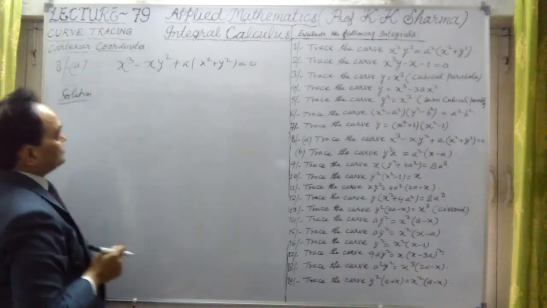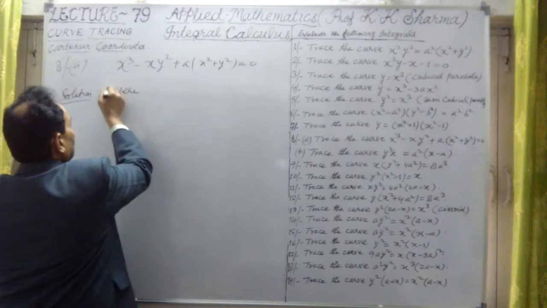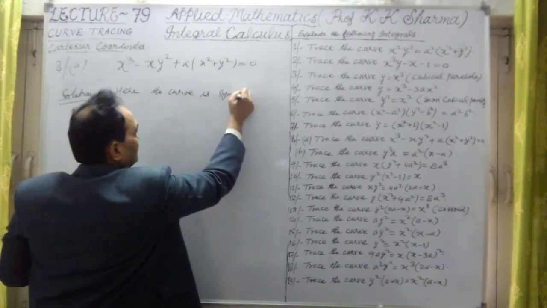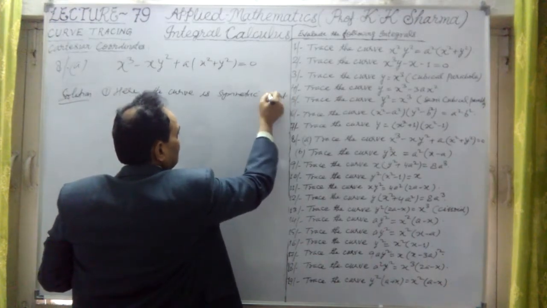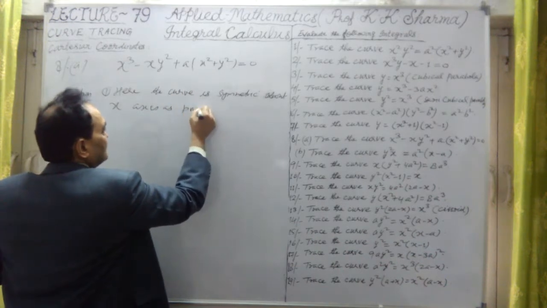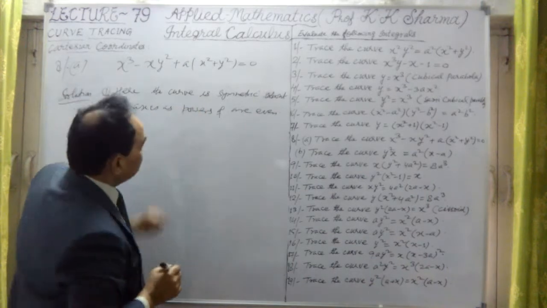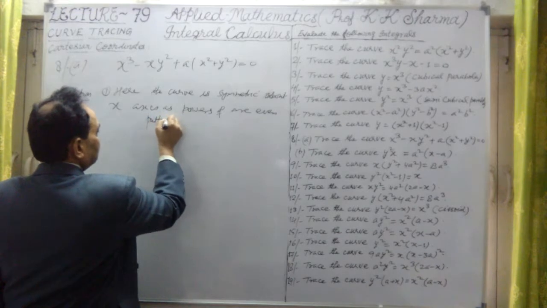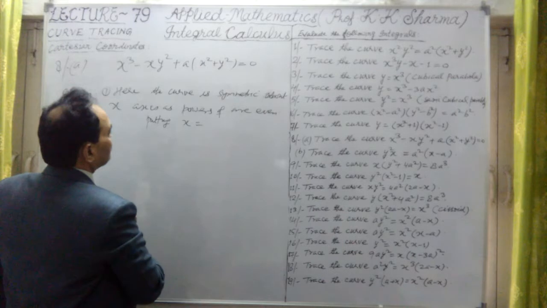Let me check. Here y square is even, so the curve will be symmetric to the x-axis. One thing, the curve is symmetric about the x-axis, as the powers of y are even. So the curve is symmetric to the axis of x. Simple question. What do we do? We put x equal to 0. What do we obtain then? The value of y. Whenever the curve is symmetric about the x-axis, we put x equal to 0 here.